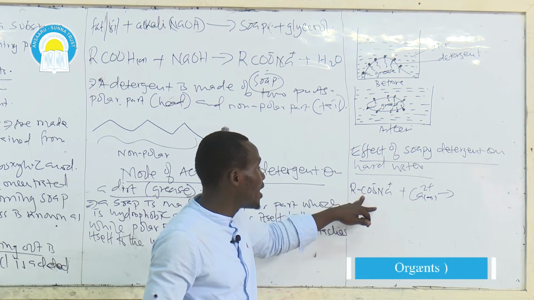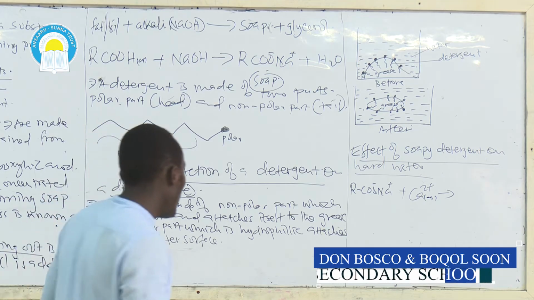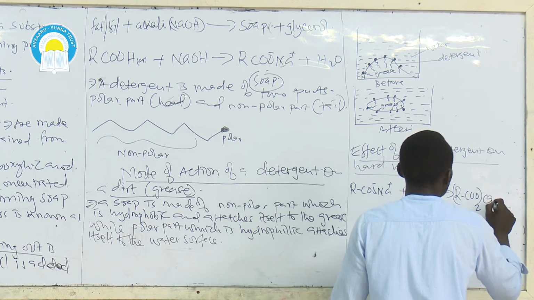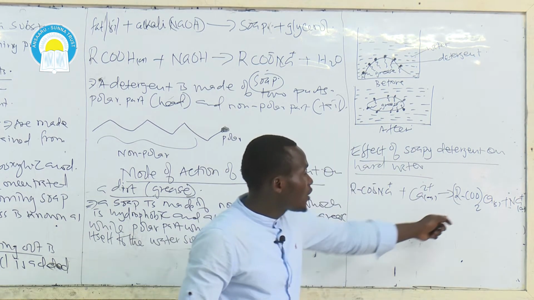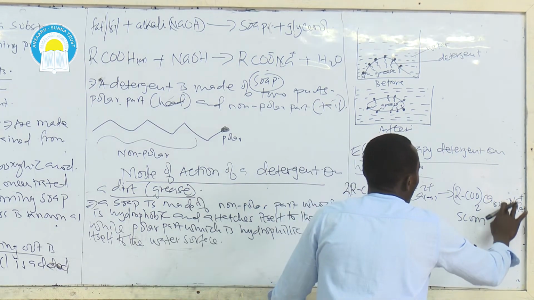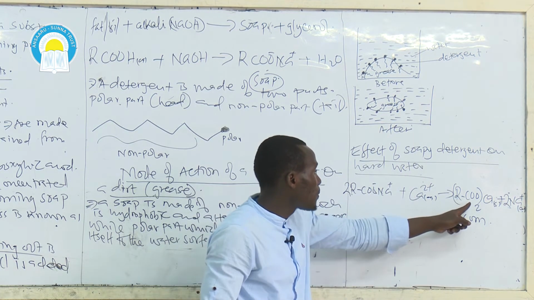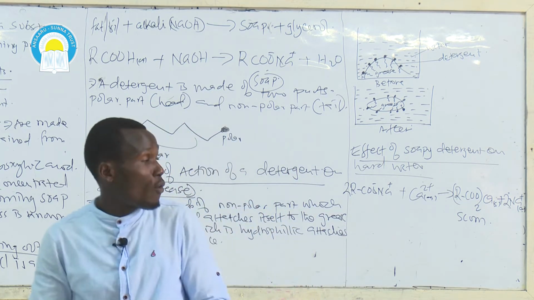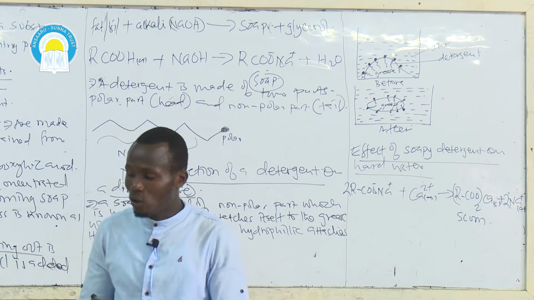So we are trying to precipitate the calcium ions in that water so that we are able to soften it. So we are going to get (RCOO)2Ca, solid, plus Na+ aqueous. This is what we talk about as the scum. So we have an insoluble salt being formed, known as the scum. That gives us the effect of a soapy detergent on hard water.